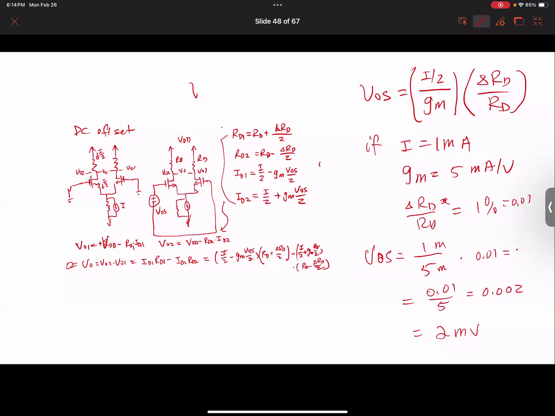Yes. The current. Oh, you're right. Yeah. Well, because the current I is total, each side is 1/2 I. Yeah. The total is I, but each side is 1/2.